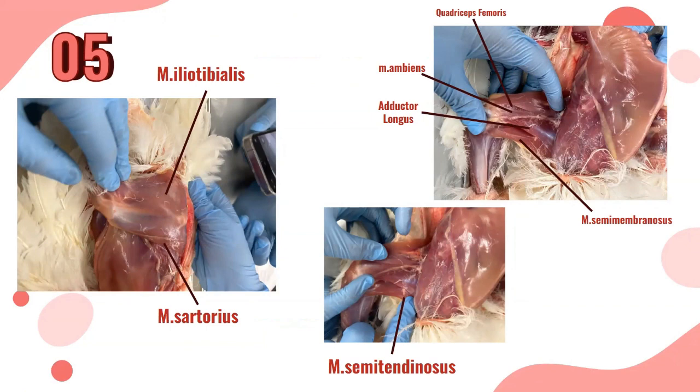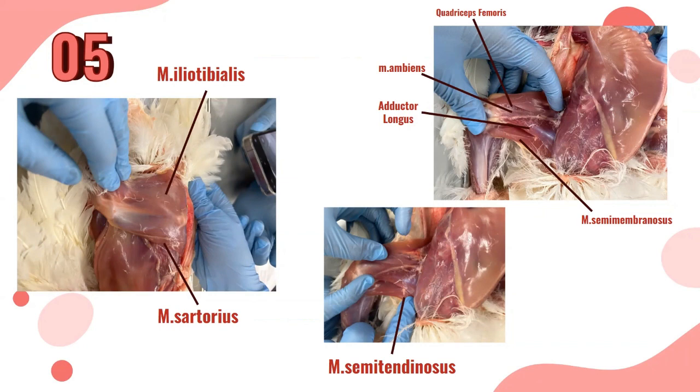Moving on to the hind limb, we're starting with the iliotibialis muscle, which covers most of the thigh and is also known as the gluteus maximus. It is responsible for hip flexion as well as knee and leg extension. Then under that, we have the sartorius muscle, which is responsible for knee extension as well and hip flexion as well. You can find this on the thigh and it looks like a long, thin band.